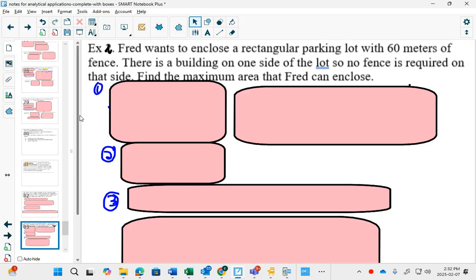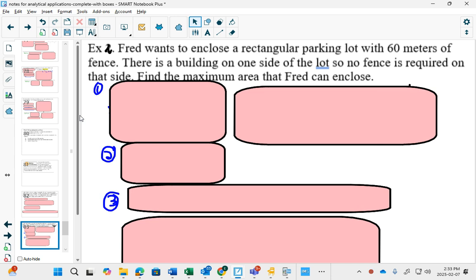Okay. Fred. Good old Fred wants to enclose a rectangular parking lot with 60 meters of fencing. Someone should have told Fred that he should have at least kept part of it open so cars could get in and out. Right? He's going to be stuck. I bet you he's working from the inside. He parked in the parking lot, built the fence, and now is in trouble. Okay. There's a building on one side, so no fence is needed there.